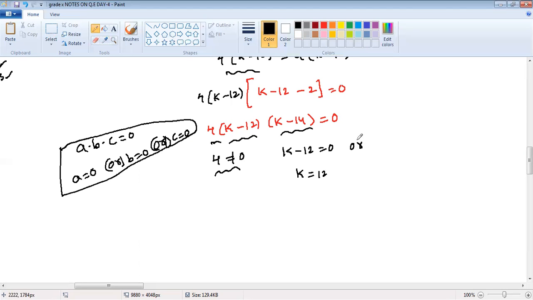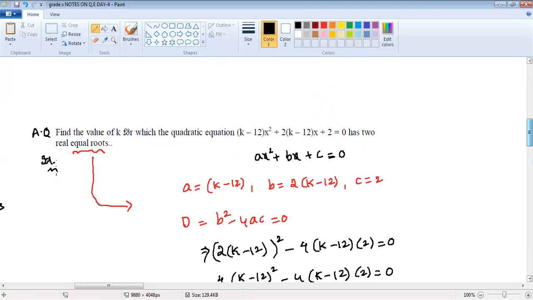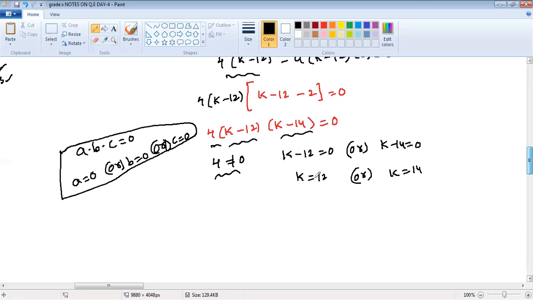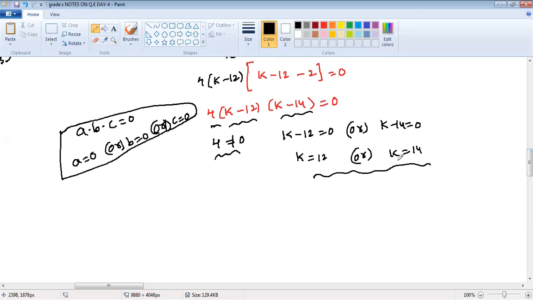Yes, sir. k minus 14 is equal to 0, then k is equal to 14. Are you clear? So the question is to find the values of k. What are the values of k? 12 or 14. Got it, Vaibhav? Yes, sir.